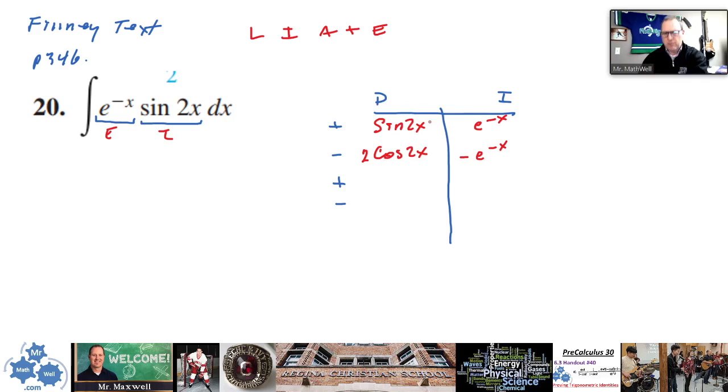What's the derivative of cos? The derivative of cos is negative sine. So we've got negative sine of 2x. We've got a 2 there already, and we have to multiply by 2, so this is going to be 4. And then the derivative of negative e to the negative x is e to the negative x times negative 1.